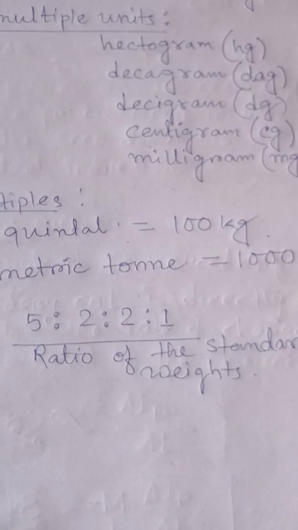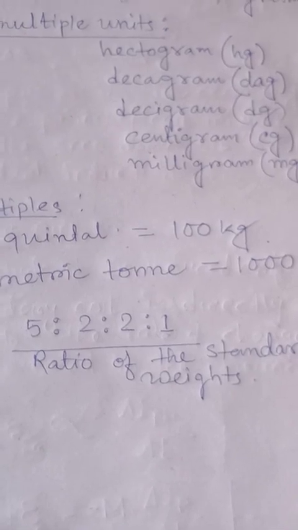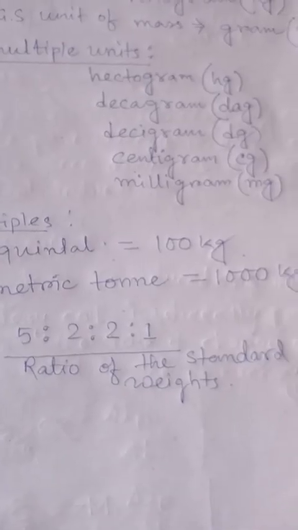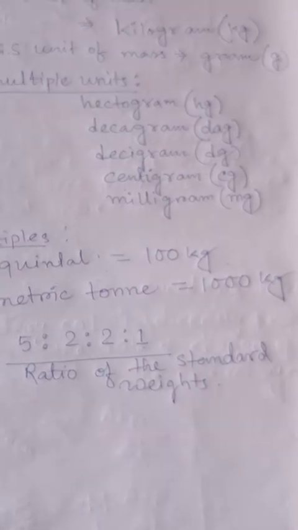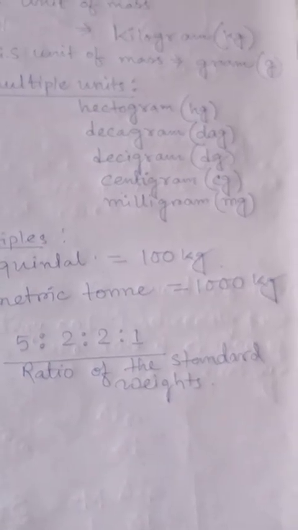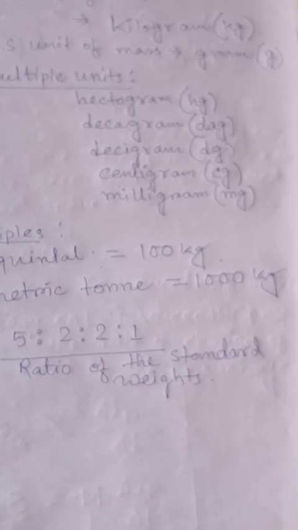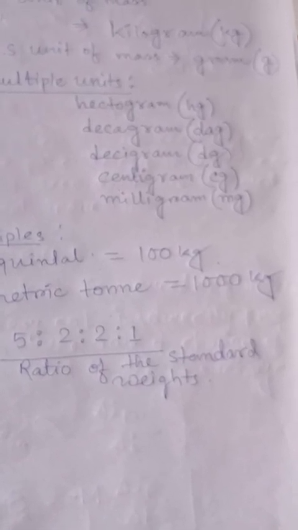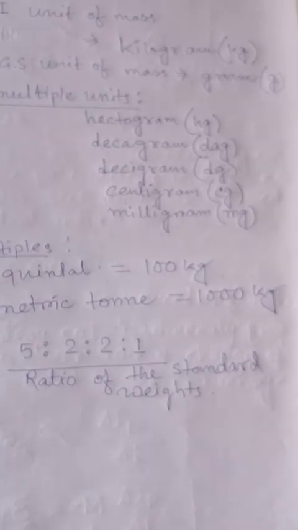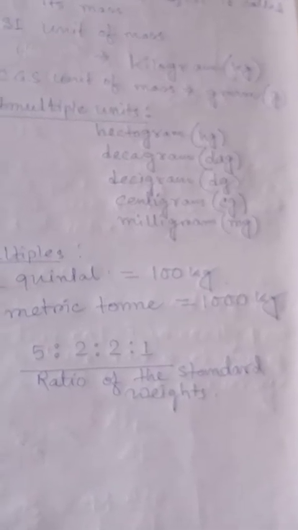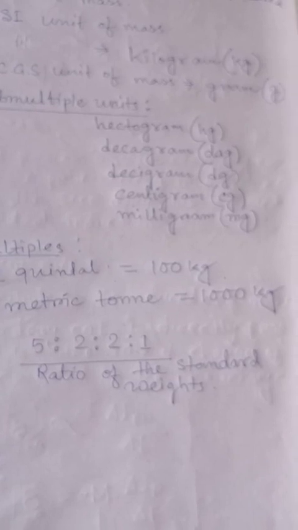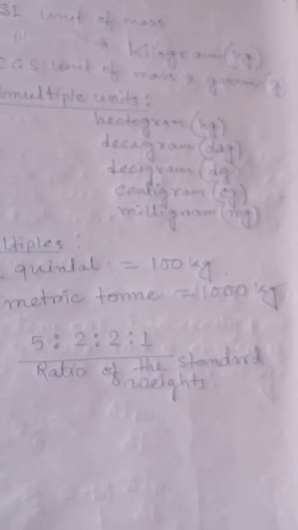And the fourth one is when the pans are empty, if we hold this beam balance, then the beam of that beam balance should be in a horizontal line and the pointer should be in a vertical line. These are the 4 features of any accurate beam balance.